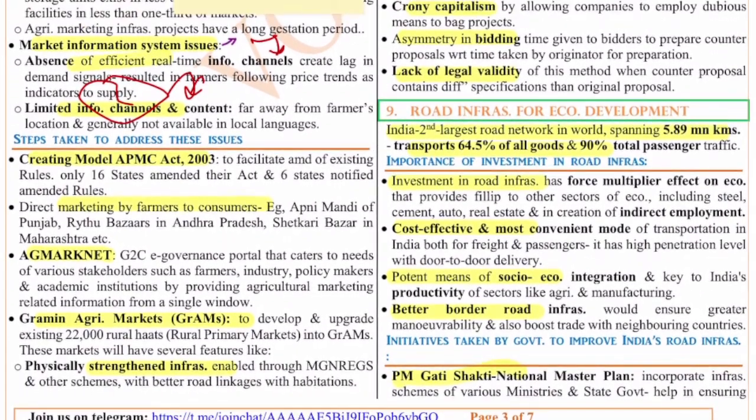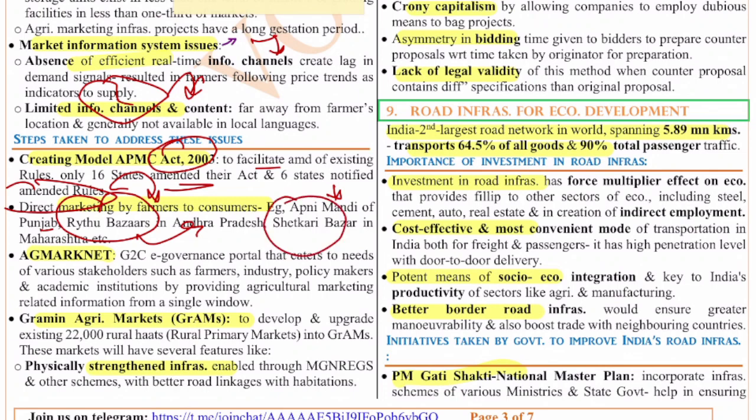Now, what are the steps that are taken to address these issues? The first is the Model APMC Act of 2003, to facilitate and amend the existing rules. But this was not implemented in all the states. Only 16 states amended their acts. Then direct marketing by farmers to consumers, for example the Apni Mandi of Punjab, Raitu Bazaars in Andhra Pradesh, and Shetkari Bazaar in Maharashtra. In these markets, the farmers can directly come and sell.